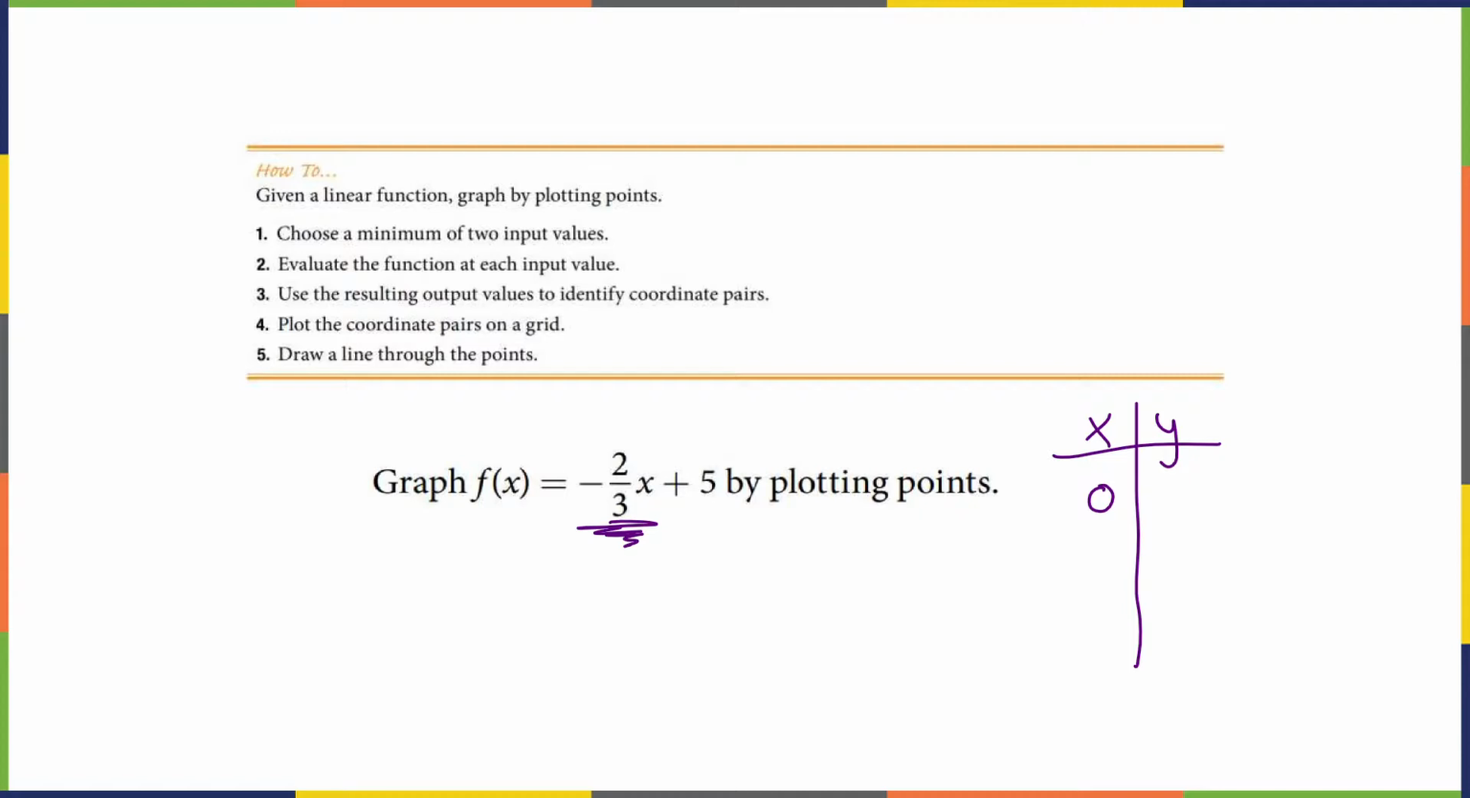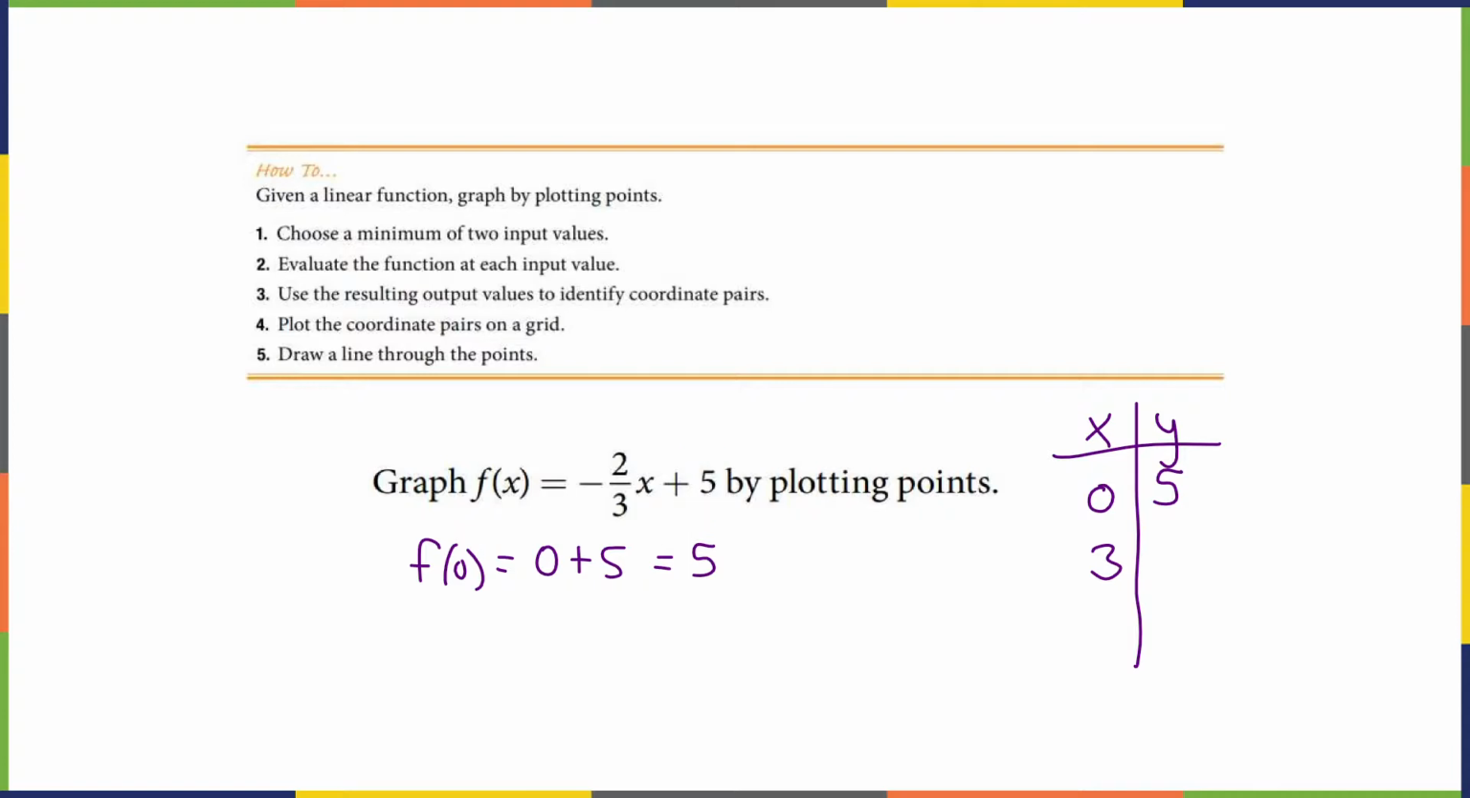So in this case, you can plot anything where the x is a multiple of 3 very easily. So I'm going to pick 0 and 3 as my two values. Now f at 0 is negative 2/3 times 0, which is 0, plus 5, which is 5, which should make sense because (0, 5) is our y-intercept, and 5 right here goes with our y-intercept.